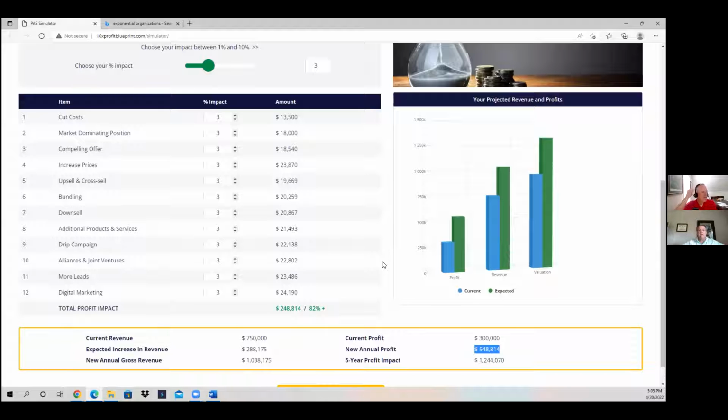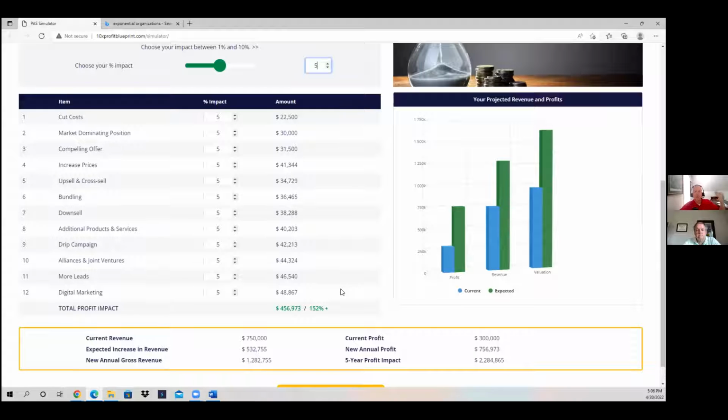So let's just say you got really good at a market dominating position and a compelling offer. You can see the impact if you went to 5%. Well, I was going to say, 3%, oh my goodness, we could do anything for 3%, right? So let's just see what 5% across those 12 areas looks like. If you made a 5% impact, cut your cost by 5%, had a great market dominating position, and increased your sales by 5%.